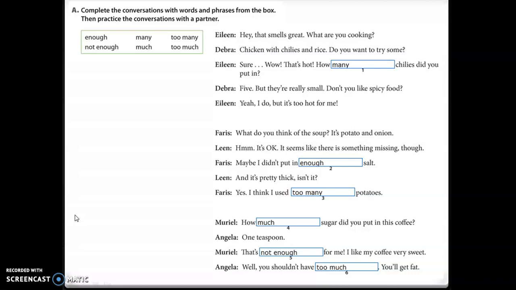What do you think of the soup? It's potato and onion. It's okay. It seems like there is something missing though. Maybe I didn't put in enough salt. And it's pretty thick, isn't it? Yes, I think I used too many potatoes. How much sugar did you put in this coffee? 1 teaspoon. That's not enough for me. I like my coffee very sweet. Well, you shouldn't have too much. You'll get fat.